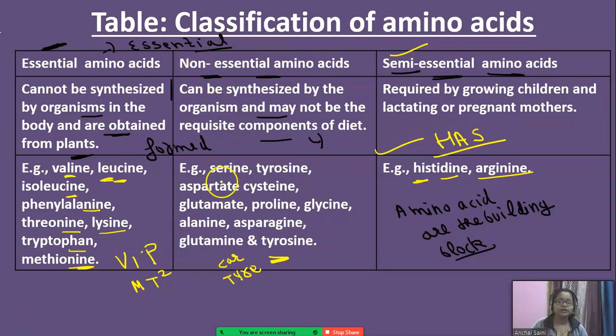Okay, and the other examples are simple: serine, glutamate, aspartate, cysteine, proline, glycine, alanine, asparagine, glutamine. These are all non-essential amino acids. So as I have told you, you can automatically remember these, as these are essential and the rest of all are non-essential, and for semi-essential I have given you a trick, HAS.